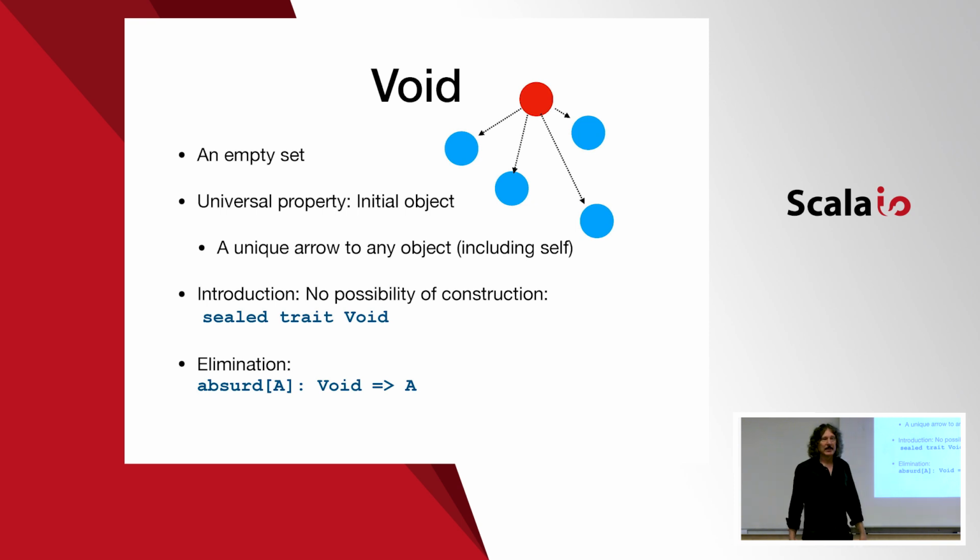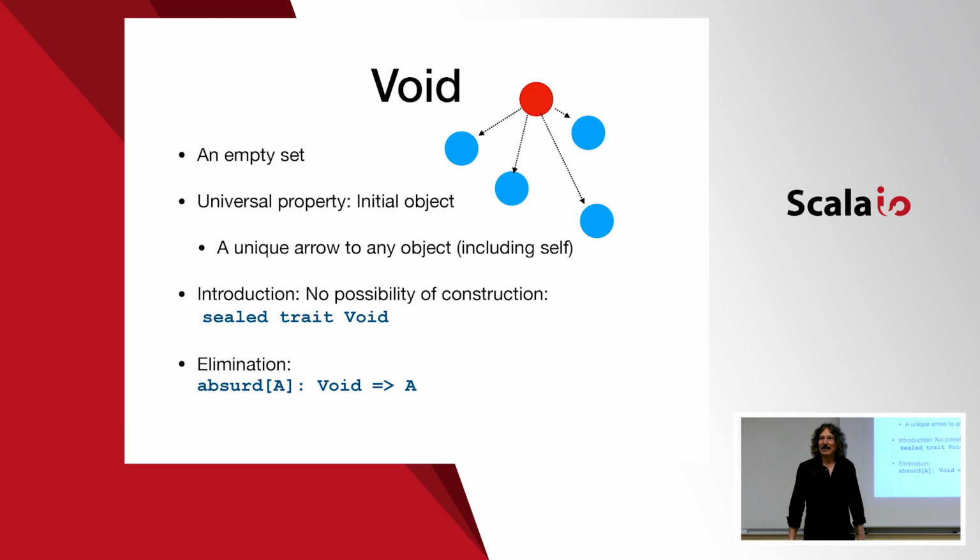How does it do it? Well, don't ask me how it does it. Just give me an element of void, and I'll give you an element of A. OK? So that's a kind of tricky thing.